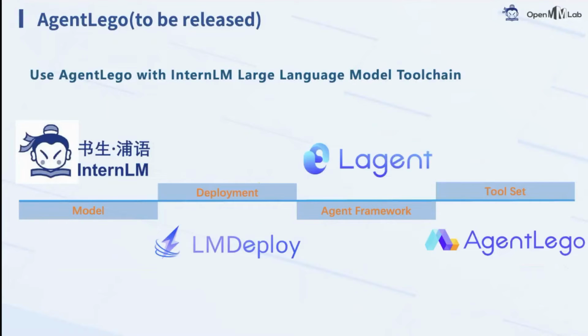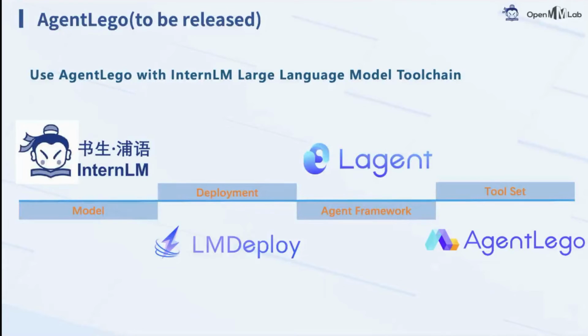So how to use the model tools in Agent Lego with the large language models? Basically, we could use Agent Lego with the InternLM large language model toolchain. Such a toolchain includes the training tools for training or fine-tuning the internal LLM. It also provides deployment tools like MMDeploy, so that we could deploy the model and chat with the model in a faster way. And based on that, we could use Lagent, which is an agent framework that could turn a large language model into a language agent, so that it could call the tools in the toolset provided by Agent Lego.